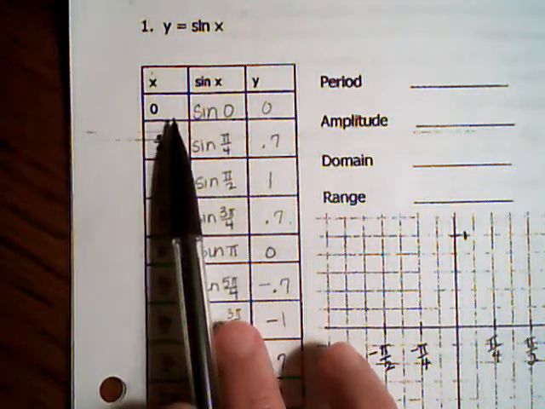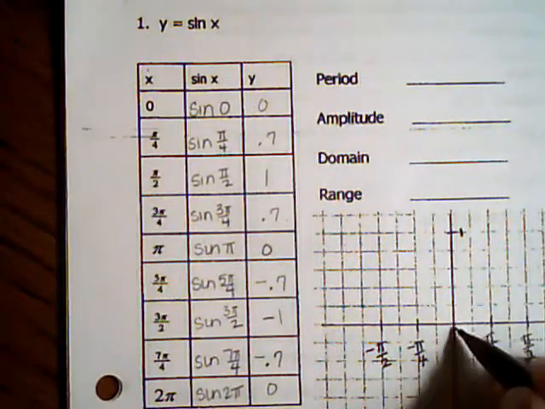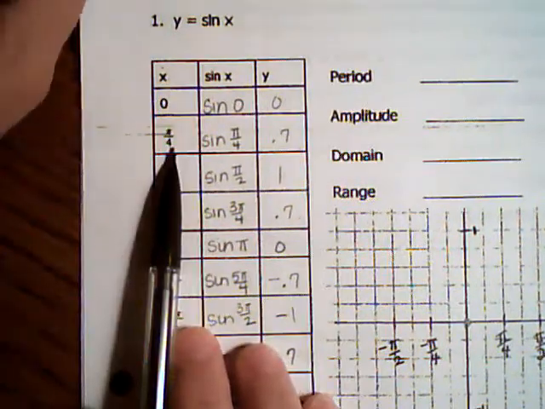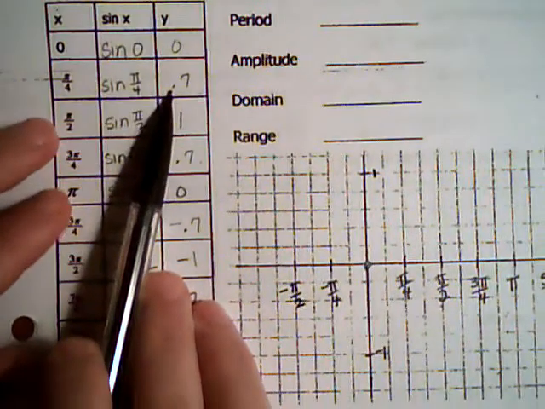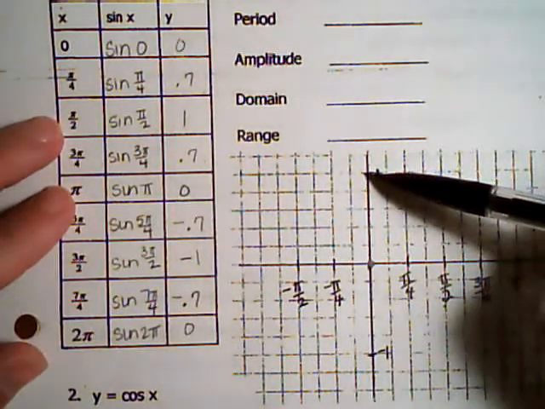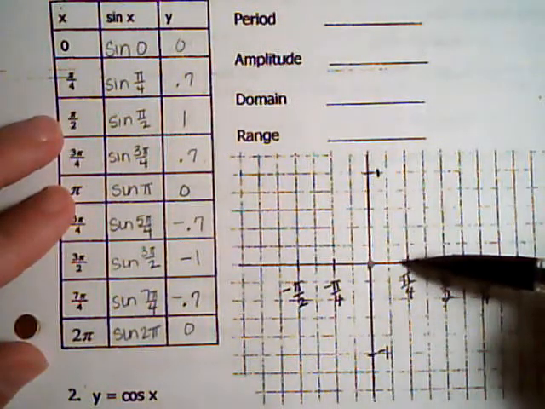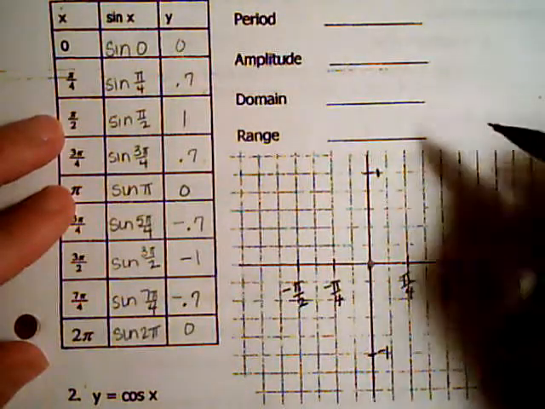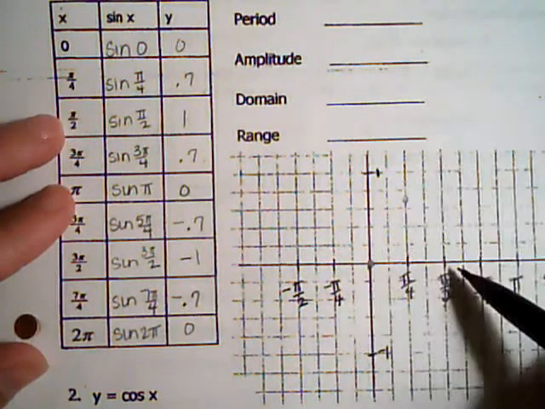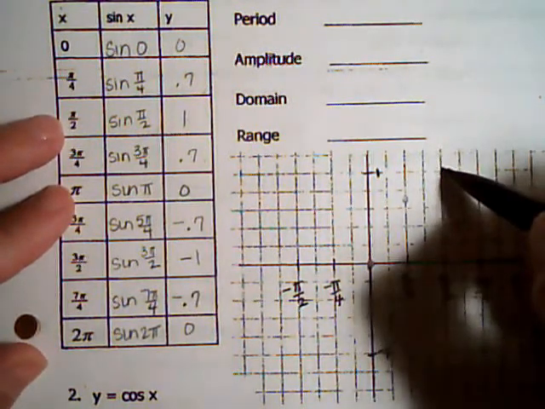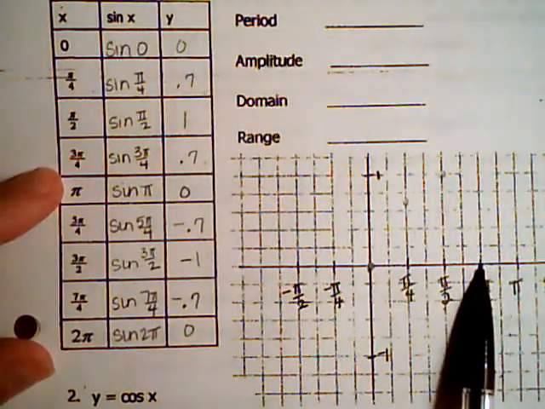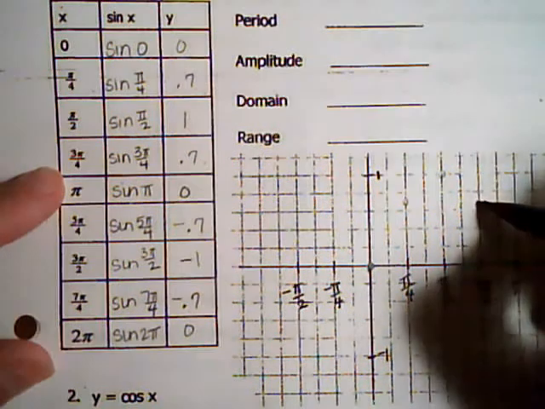So one ordered pair would be 0, 0. Then the next one is pi over 4 and 0.7. So I'm going to plot those on my graph that I have here. Pi over 4, 0.7, you can see I have this is 1. So 0.7 would be about here. Pi over 2 is 1. And then the point 3 pi over 4, the y value is 0.7.